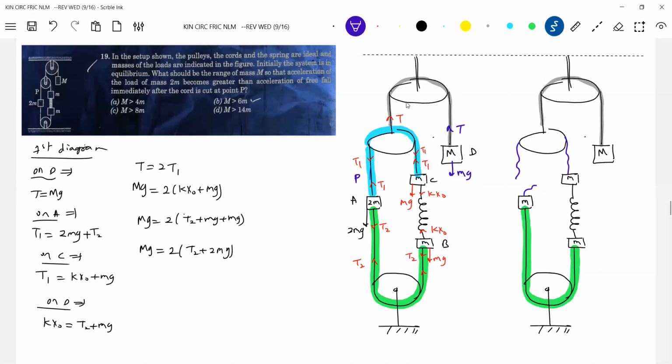Immediately it is asking what should be the range of mass m so that the acceleration of the load of mass 2m becomes greater than the acceleration of free fall. So what is our point of discussion? Immediately we have to jump to blocks A and B. The acceleration of the load of mass 2m should be more than g.